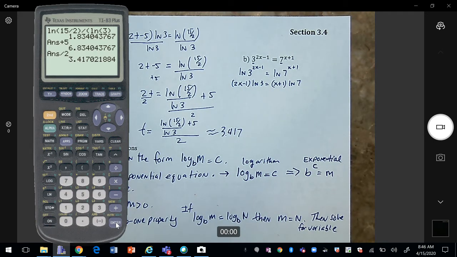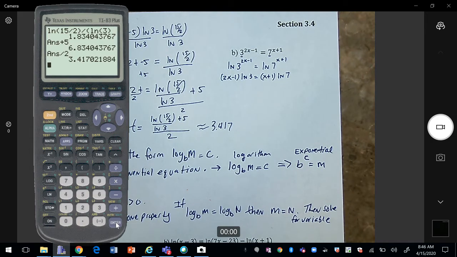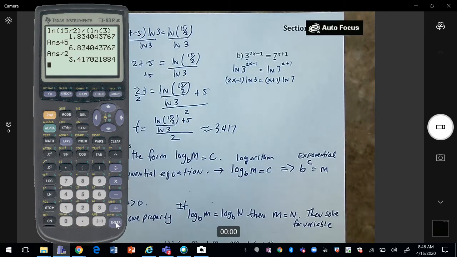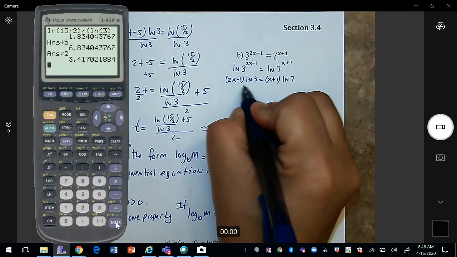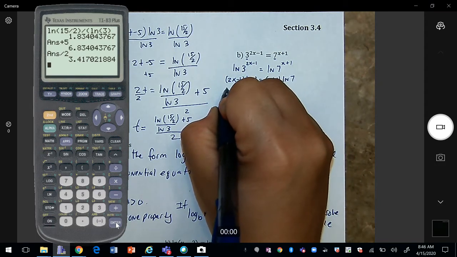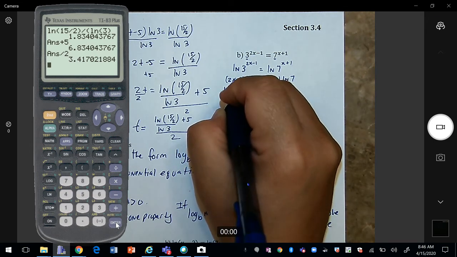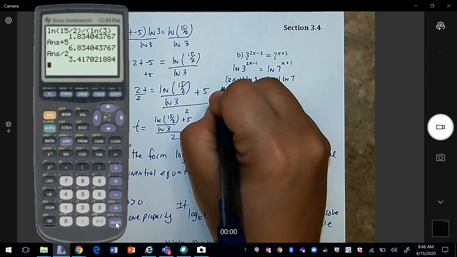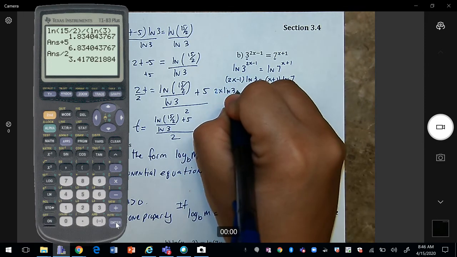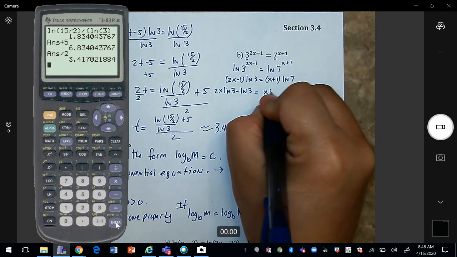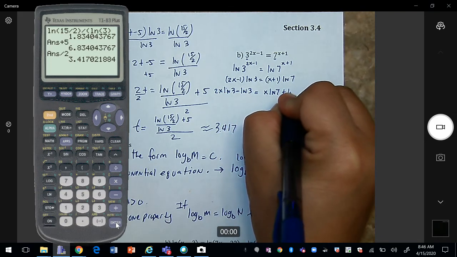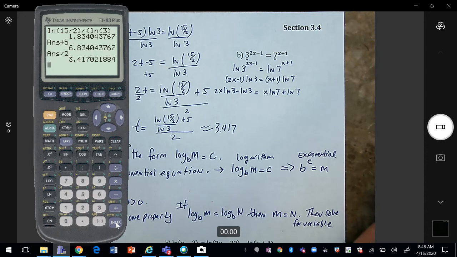And I need to solve for x. So here I'm going to multiply natural log of 3 into the parentheses. So natural log of 3 times 2x minus natural log of 3 is equal to x natural log of 7 plus natural log of 7. Put all the terms with an x on one side.